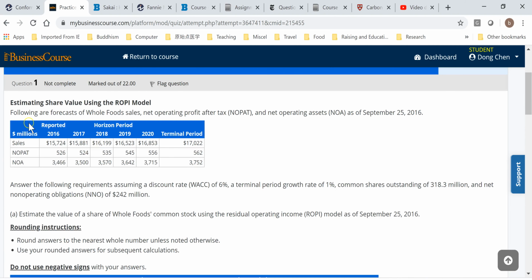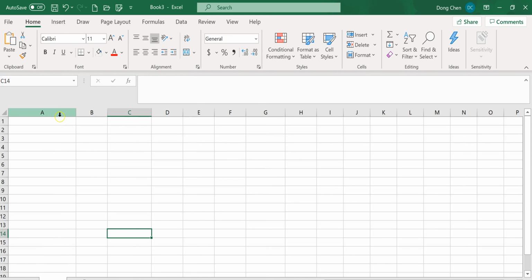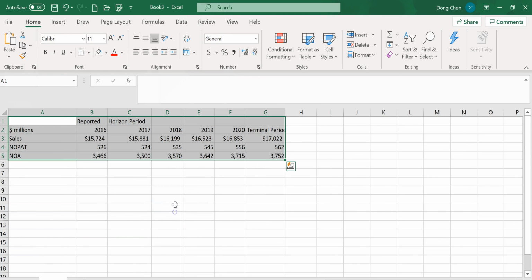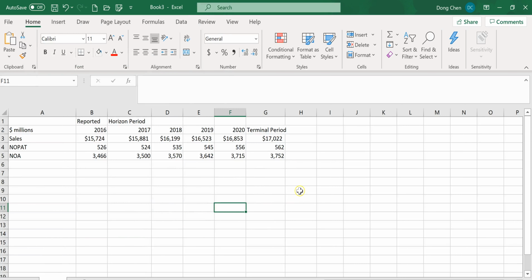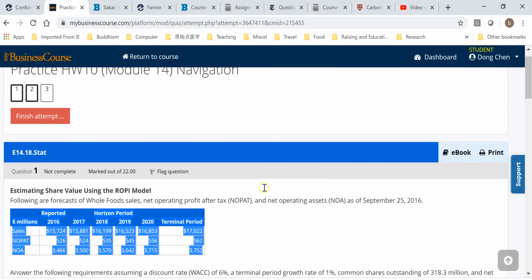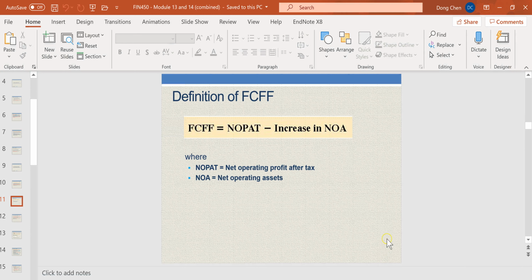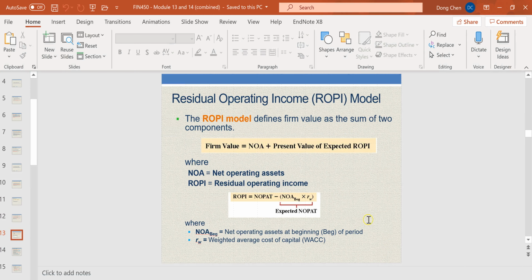So to solve this question, let me first copy the numbers to my spreadsheet. So paste by text. And this is basically the number. So first we need to calculate the residual operating income, right? So based on the formula, if you check the formula, you will find out that the residual operating income model is basically the fair value equals NOA plus present value of expected ROPI.